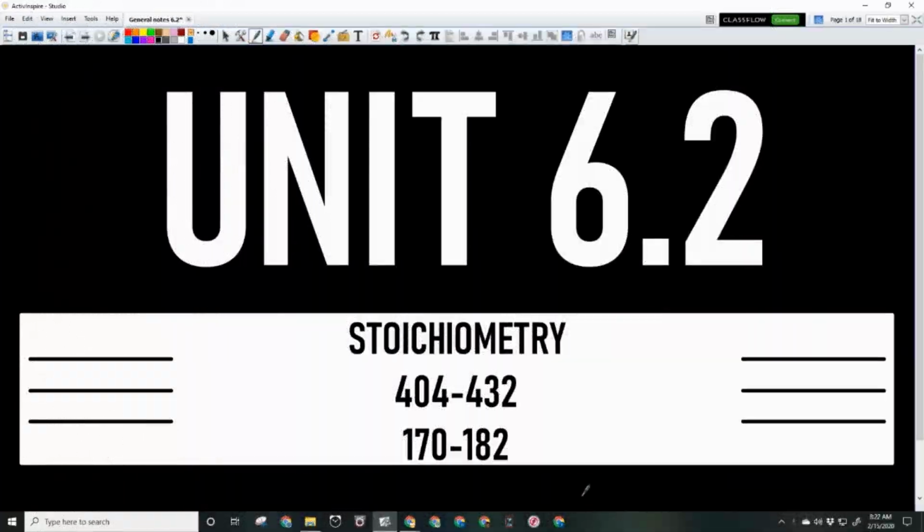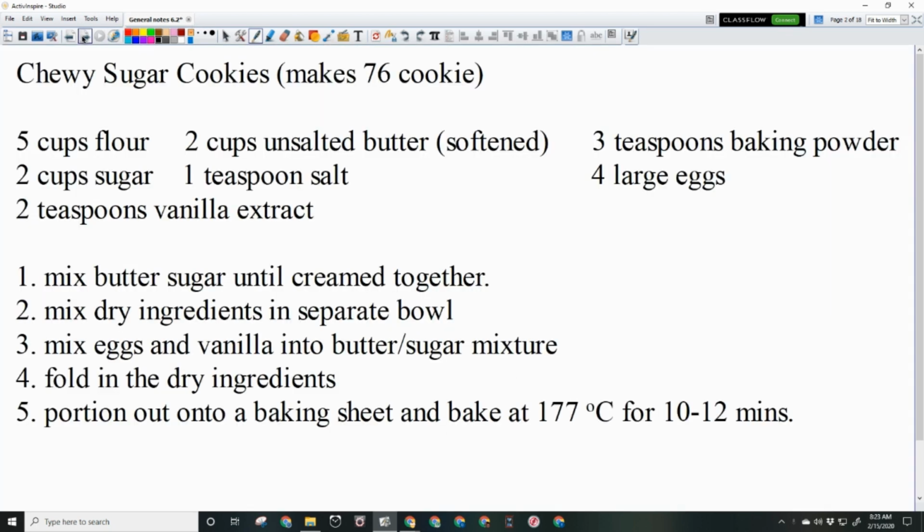This is unit 6.2, and this is called stoichiometry. In your reading, please read pages 404 to 432 in your book, and in your study guide, that's going to be pages 170 to 182.